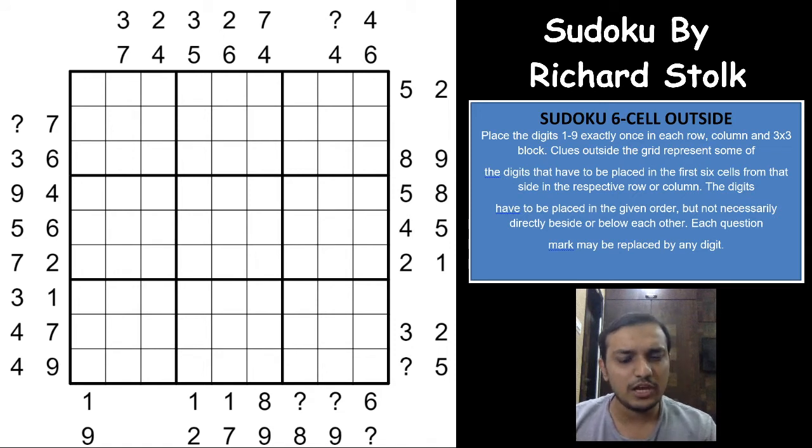Ashish here, and today I'll be covering a Sudoku variant called Sudoku 6 Cell Outside by Richard Stock. This Sudoku was featured on the WCPN website, an excellent website for Sudokus and puzzles. Richard Stock is an excellent author who has constructed some excellent Sudokus in the past. He always constructs a very different kind of Sudoku variant every time, and it's really fun and elegant to solve. I would really suggest you check out the Logic Masters Germany portal where Richard Stock posts his Sudokus and puzzles, as well as the WCPN website from where this Sudoku has been taken.